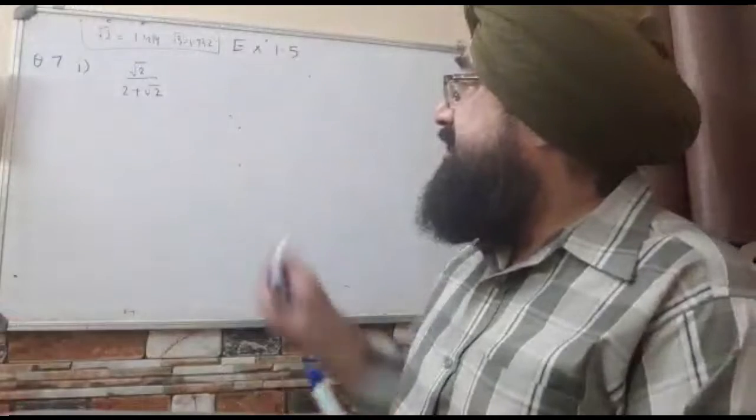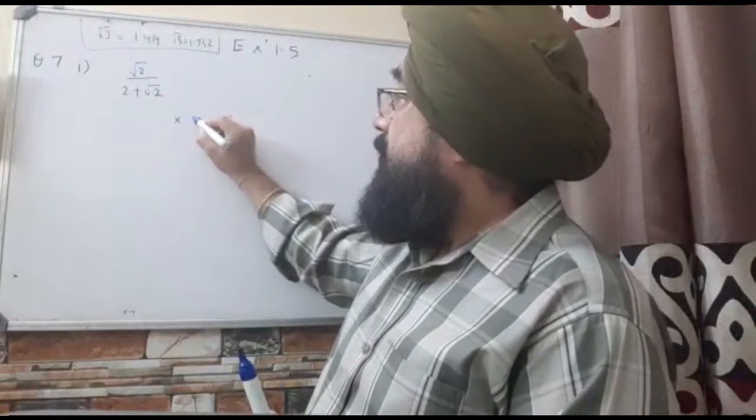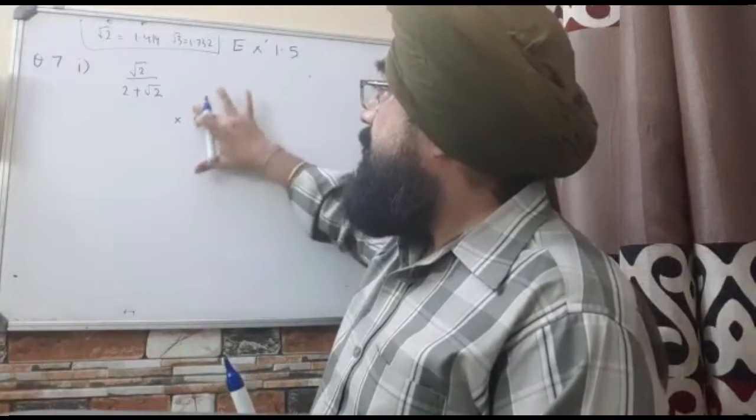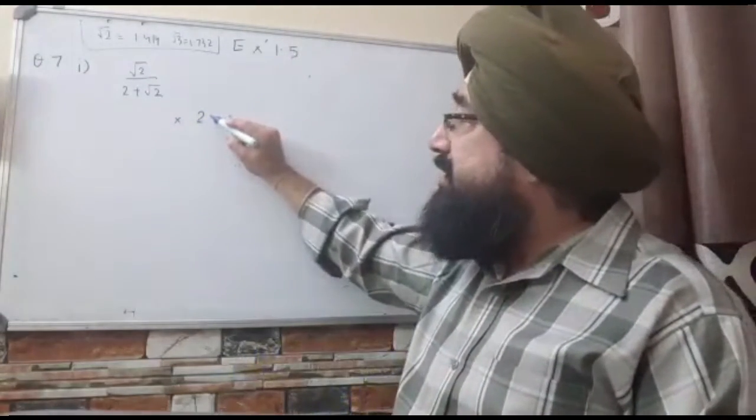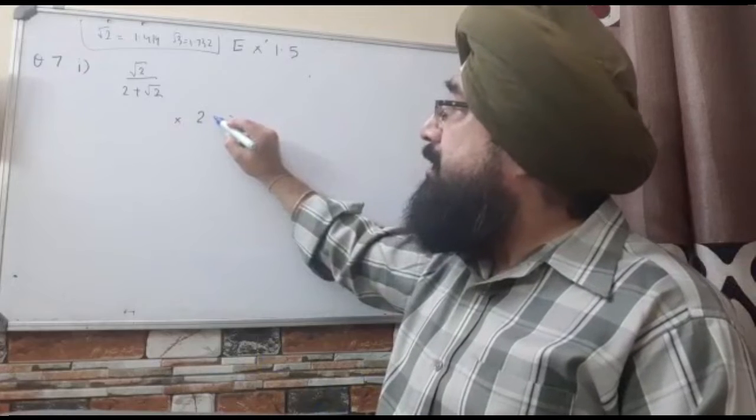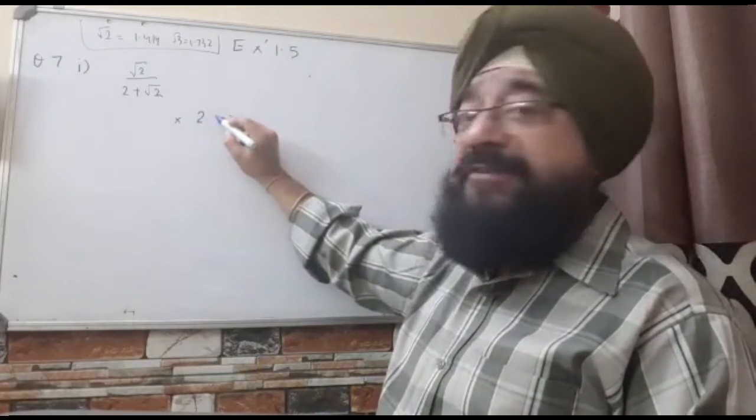You know what is rationalizing the denominator? Of course, you know. Multiplying and dividing by a rationalizing factor. Very nicely answered. And what is the rationalizing factor? The denominator with 2 minus root 2. Yes, 2 minus root 2. Very good.